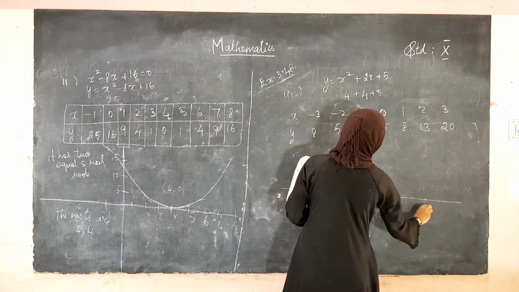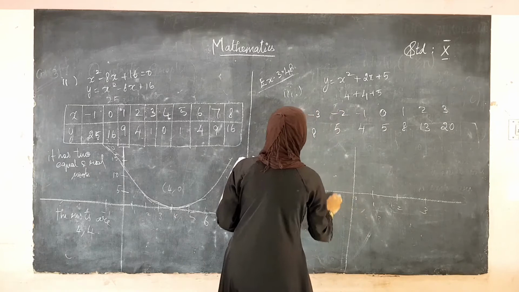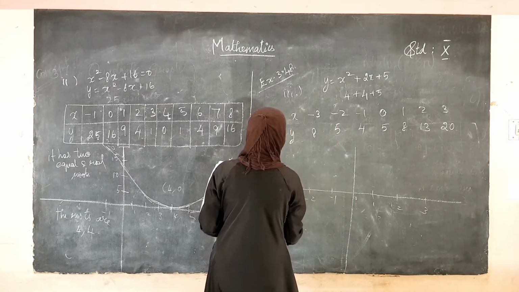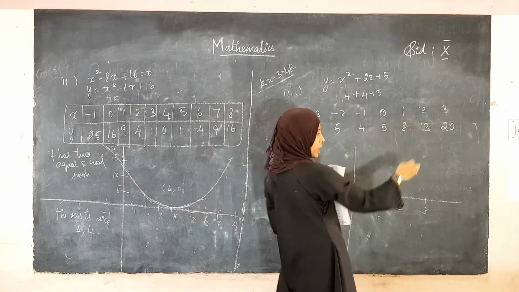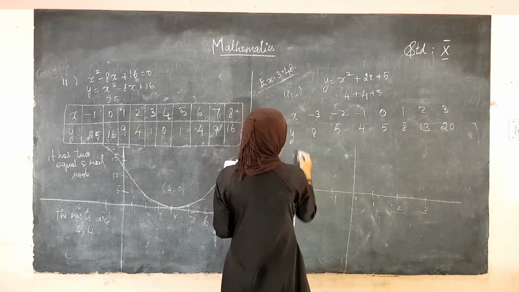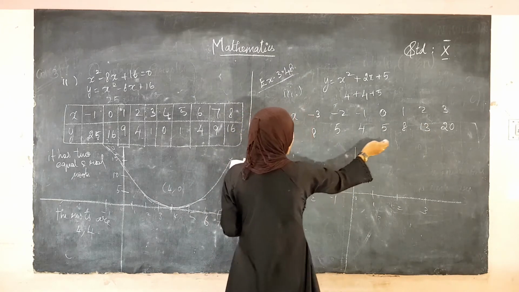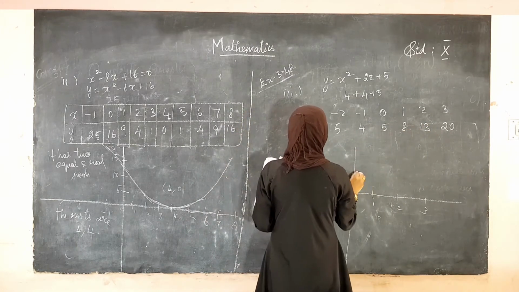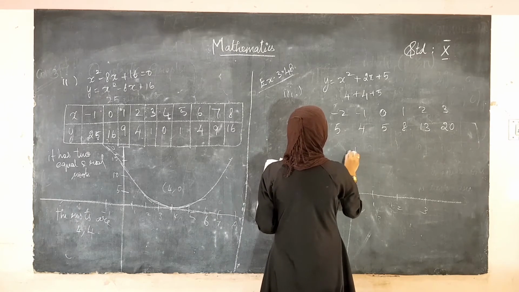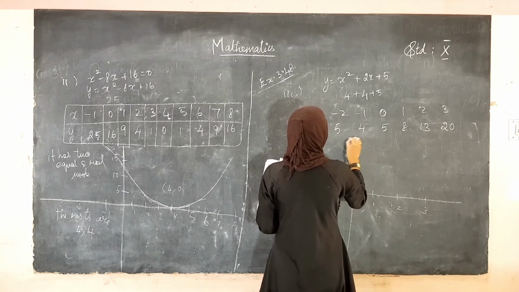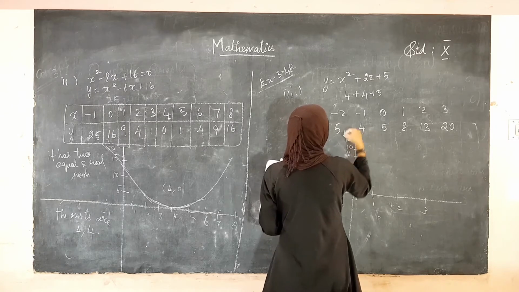1, 2, 3, this is 0. And this is minus 1, minus 2, minus 3. For x we took from minus 3 to 3. And for the y axis we go till 20. So let us take 2, 4, 6, 8, 10. You have to go like this. 12, 14. You have to go like this.